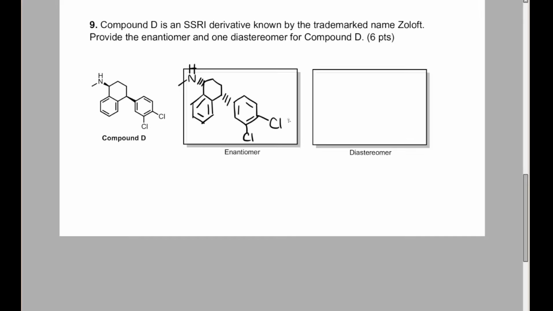And now for the diastereomer, you only have to change one of these to a dash, because a diastereomer retains some of the same stereochemistry from the original compound, but some of the other ones are changed. So there's 2 ways you can draw it. You can draw it like this.